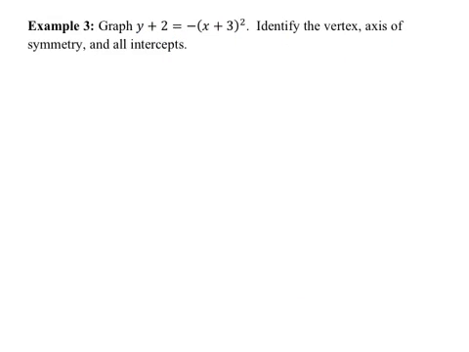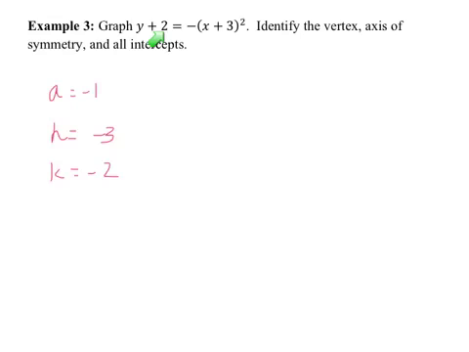Example 3 says to graph y plus 2 equals negative quantity x plus 3 squared. Now notice here, the only thing that's changed from the last problem, we're identifying still the vertex, axis and intercepts, is that we have different values as our parameters for h, k, and a. So quickly identifying a to be negative 1, coming from the front here. Then we're going to have h equal to negative 3, and k equal to negative 2. And those are coming from here and here.